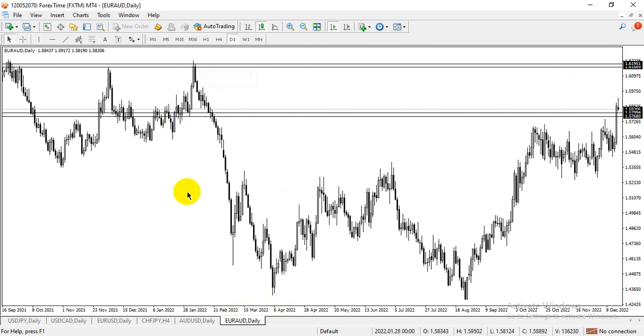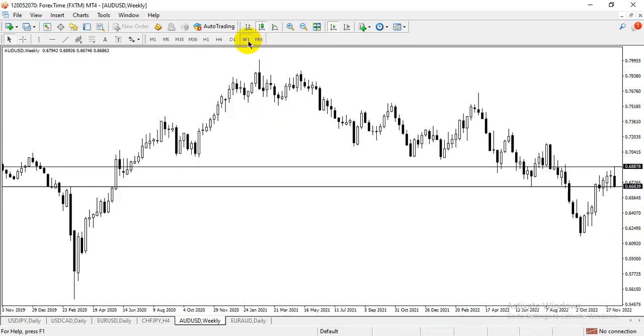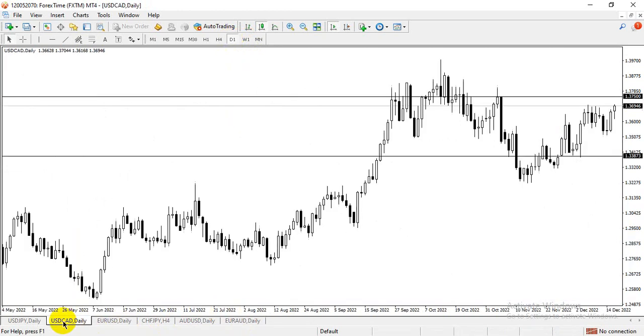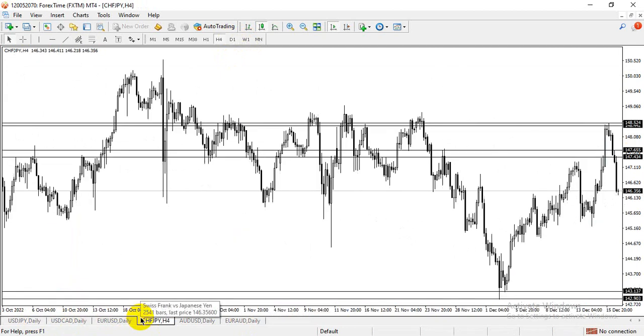For AUDUSD, the market still looks so unclear to me. But if the market can give us a bullish buy signal, I may buy upward, but it's still looking so unclear to me. So for now, I'm still staying off chart for the AUDUSD market. So that's for the EURAUD, the USDCAD, the USDJPY and the CHFJPY. Those are the analyses I have.